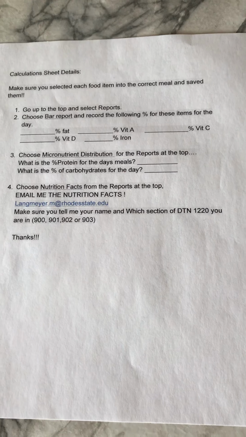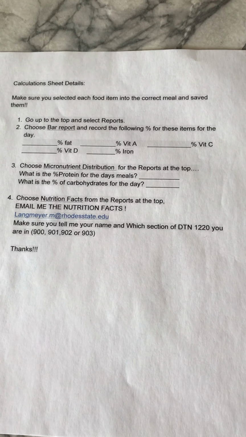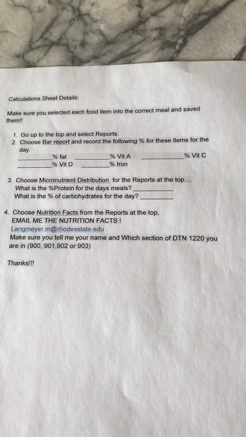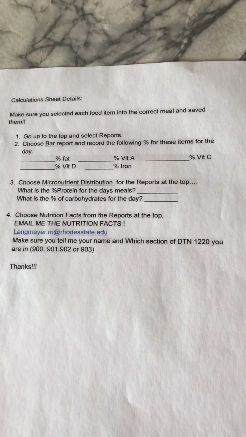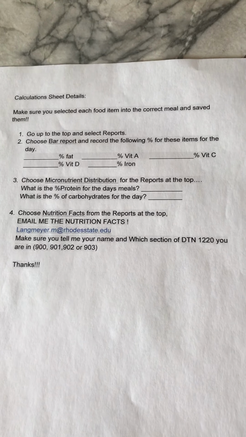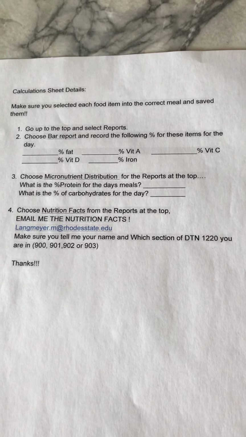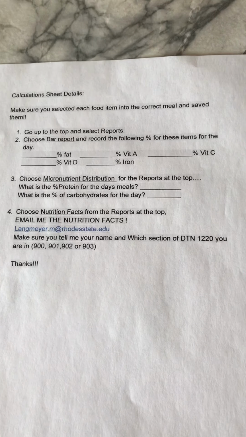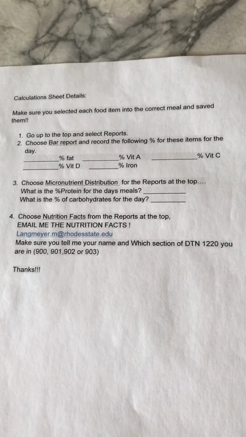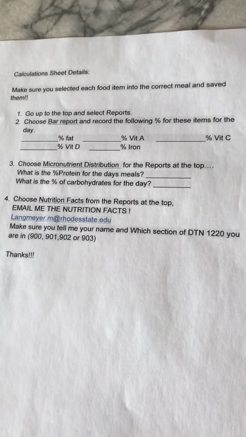One of the reports you will run, and I'm going to show you real quickly because I don't want you to steal this, but when you type in your information, the nutrition facts report is another report, a third report you need to look at. So you need the bar report, the micronutrient distribution chart from the foods that she ate, and the nutrition facts report. Those are all reports you can choose. You will email me the nutrition facts report. So attach it, take a picture of it, and email me again with your information. That fact sheet will look something like that if you do it right, and you will attach that.